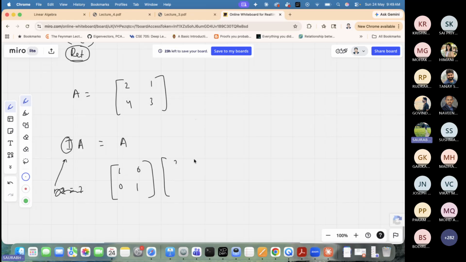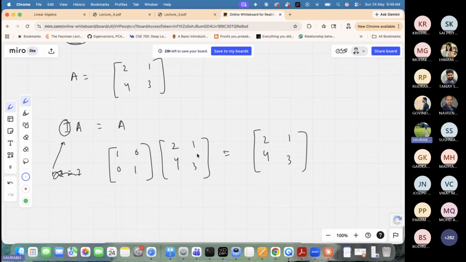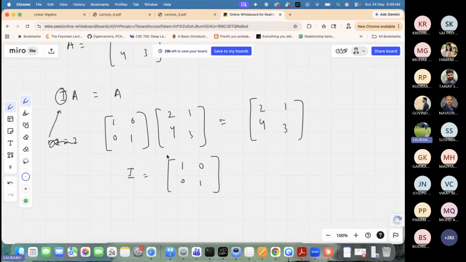Think of it as the identity matrix 1 0, 0 1 multiplied by 2 1, 4 3, and you eventually get 2 1, 4 3. You can do that verification. Here the identity matrix is 1 0, 0 1. Now let's say that we do the same transformation to this identity matrix. The transformation you all told me for A was R2 equals R2 minus 2 times R1. Now let's do that transformation to this identity matrix.